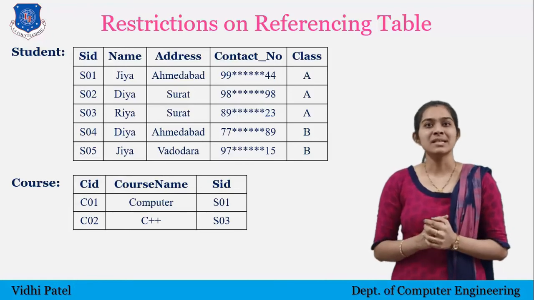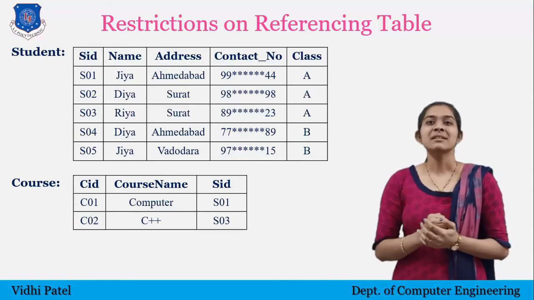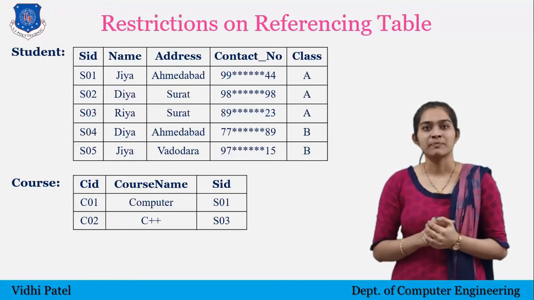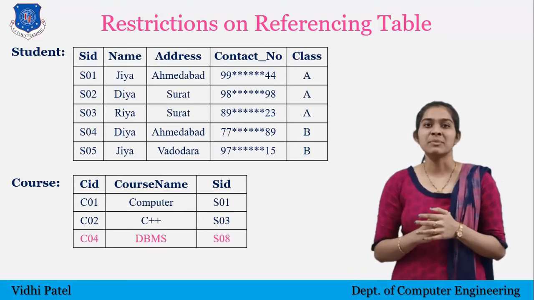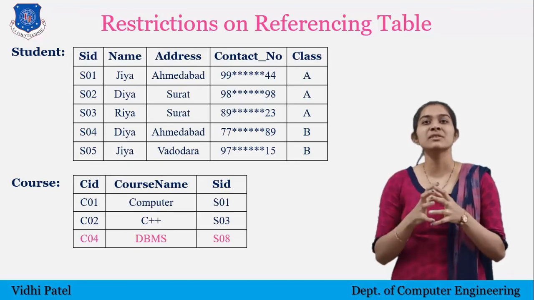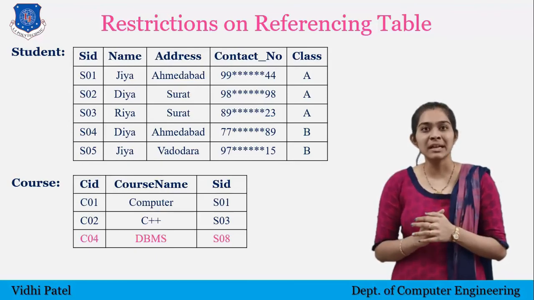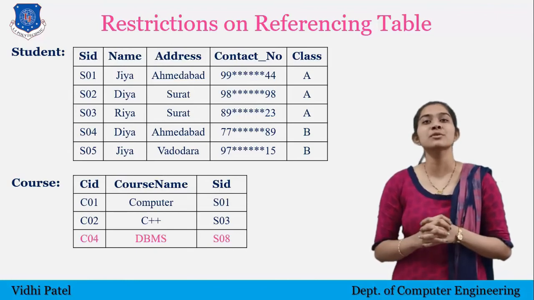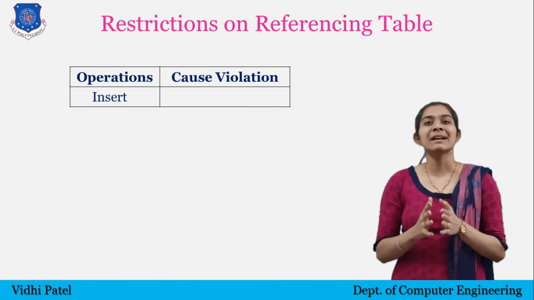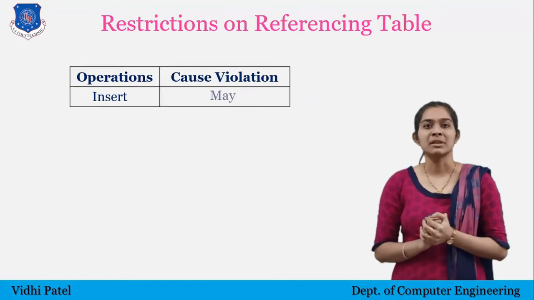How? Let's see. You are inserting a record into the course table. Course ID is C04, course name is DBMS and student ID is S08. It means a student having student ID S08 is studying DBMS but such a student is not present in the student table. So you cannot add this record into the course table.